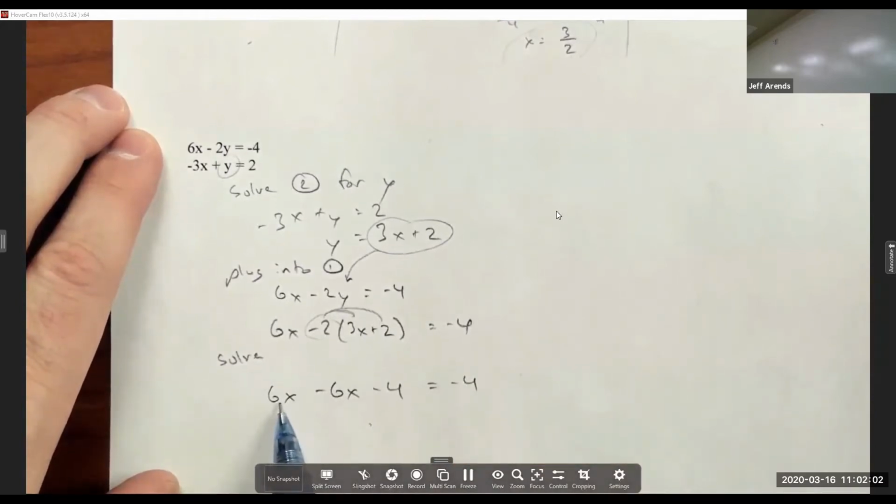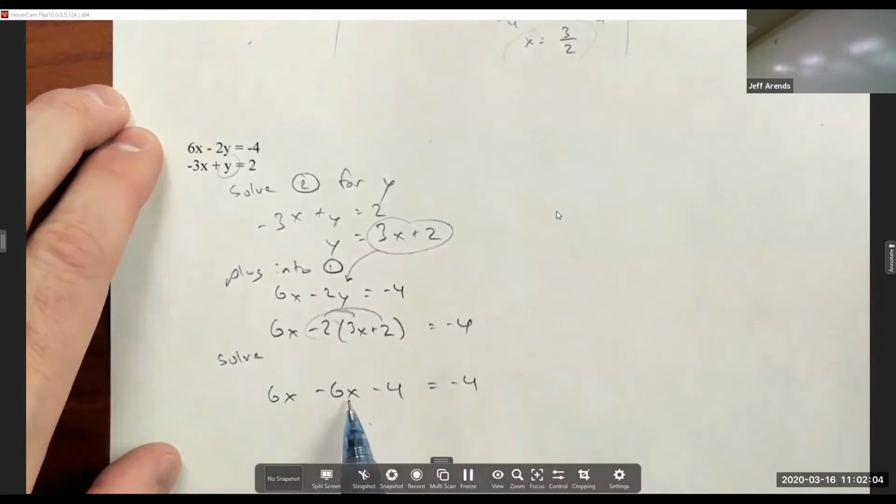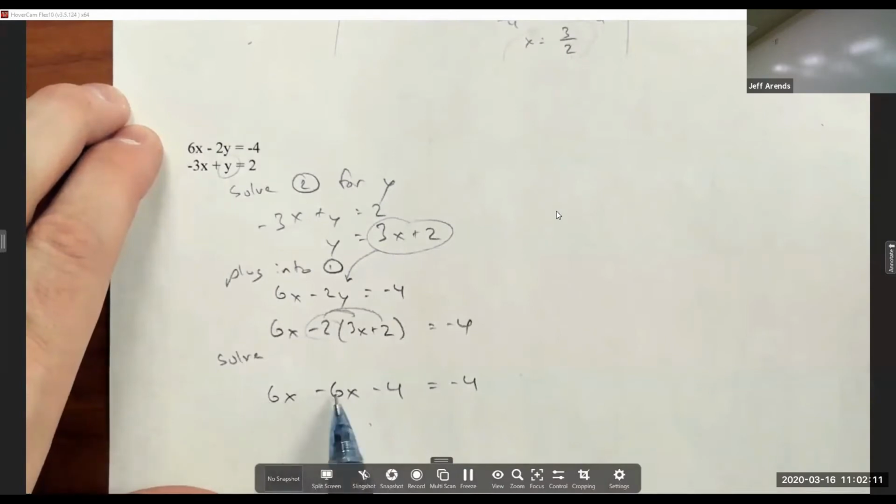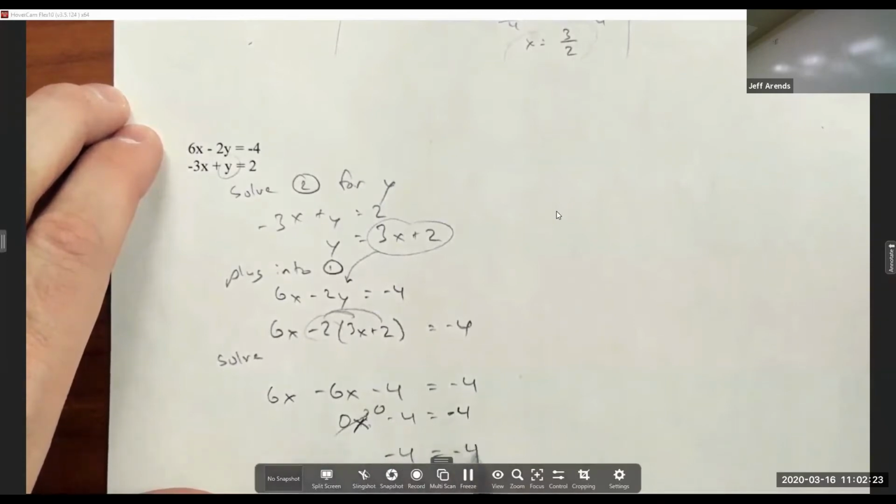And what happens when we take 6x minus 6x? Careful about this. If your answer is x, well, think about that again. Remember, you need to combine the coefficients. 6 minus 6 is 0. So this would be 0x minus 4 equals negative 4. But 0x, that's kind of silly to write 0x. This is just 0. So really what I have is negative 4 equals negative 4.